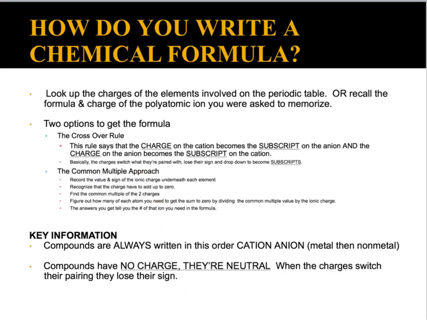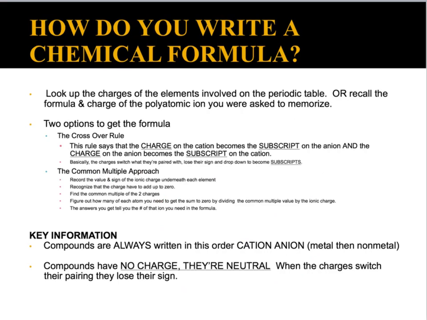Okay, but remember that if you look at the table that I gave you, at the top of every column, I wrote the charge for elements that are within that column. And actually, you can also look at your table and you will see that it's written next to the atomic symbol as well. Okay, so periodic table you can use. And remember, I did have you memorize the formula and charge of a bunch of polyatomic ions, 10 of them, in fact. Okay. Now, there's two options that you can use to get the chemical formula.